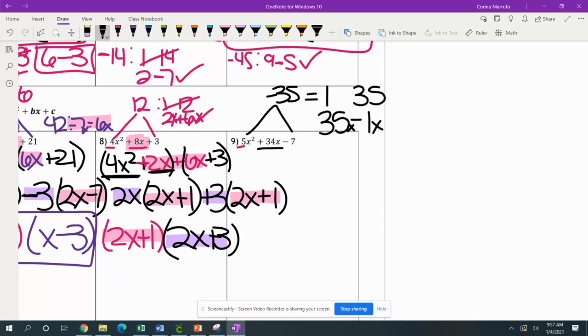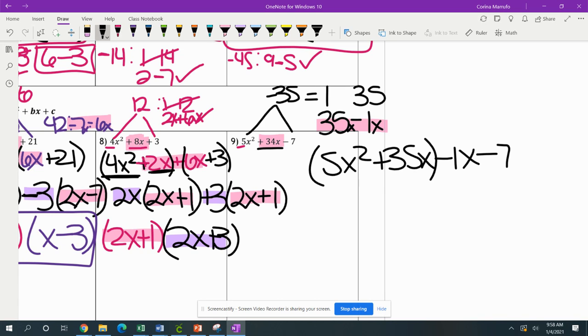So I substitute this instead of this. I'm going to write it here to the side: 5x squared plus 35x minus 1x minus 7. And then we factor it by grouping. So we group these two together. Between the 5 and the 35, they both have a 5 in common that we can take out, and then we can also take out an x. So we are left with x plus 7.